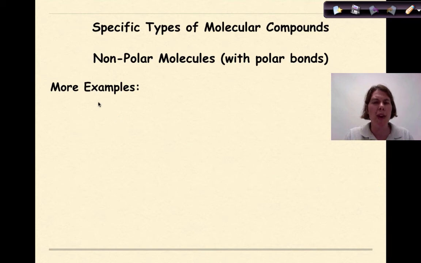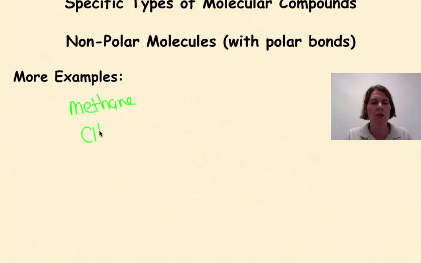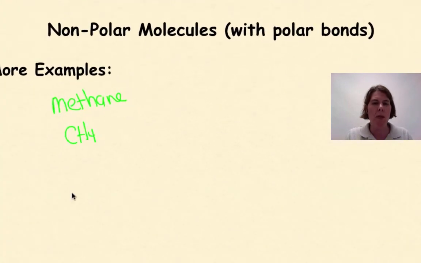The first one we're going to look at is methane, which has a formula of CH4. It is an organic compound. I'm going to start with carbon in the middle, and it has 4 valence electrons, and each hydrogen has 1 valence electron. So we can basically look at this and say, well, carbon's going to have 4 bonds.